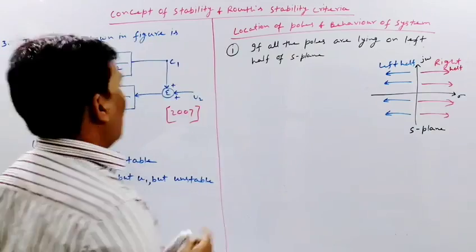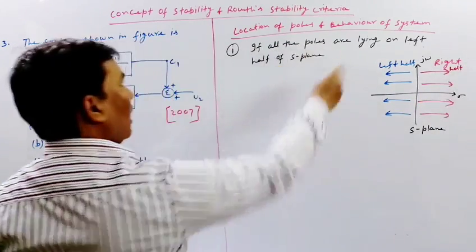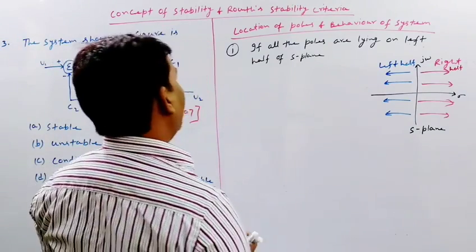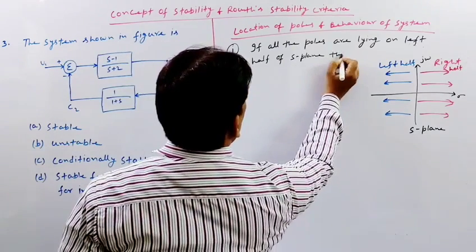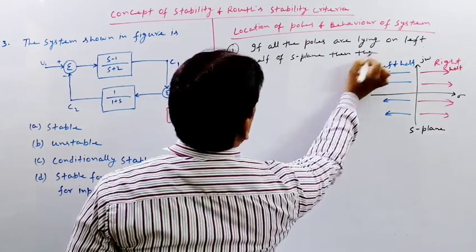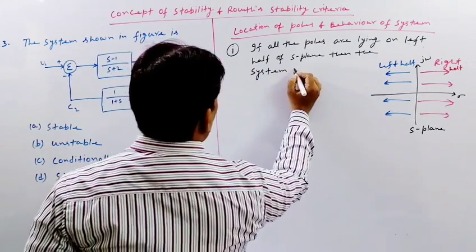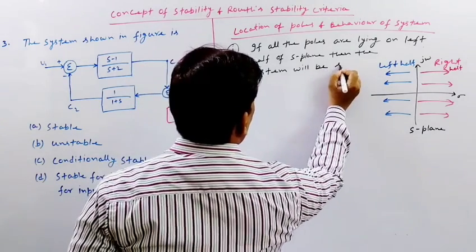If all the poles are lying in left half of S plane, then the system will be stable.